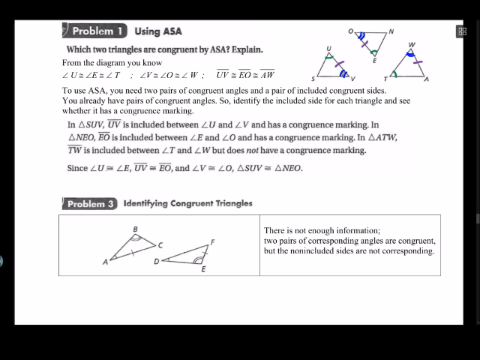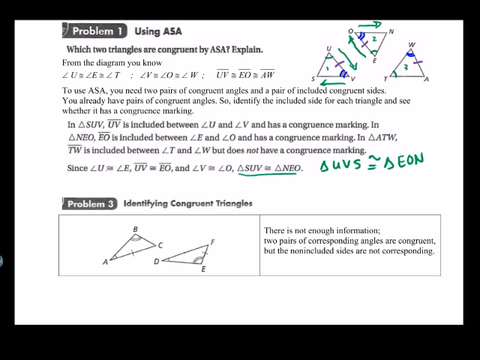So I see that only triangle 1 and triangle 2 are congruent. Triangle 3 does not have the included side congruent. Now it may be, but we certainly cannot prove that here. So I would name it going this direction to this direction. Triangle UVS is congruent to, and how did I name it? I went 1 to 2, and then down the other side, triangle EON. Now you notice they chose to name it a different direction, but still all of our parts match up.